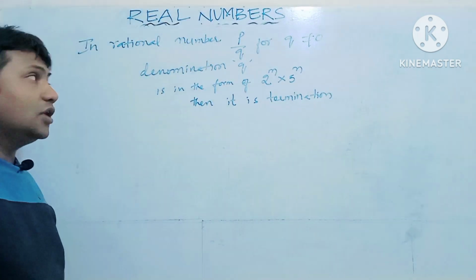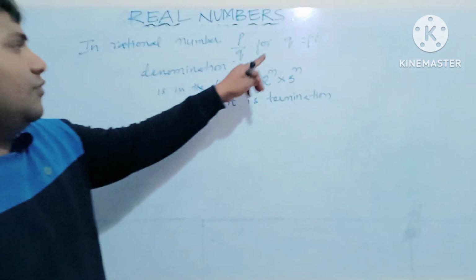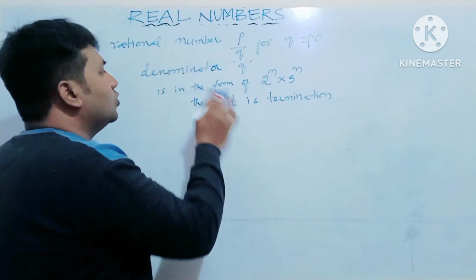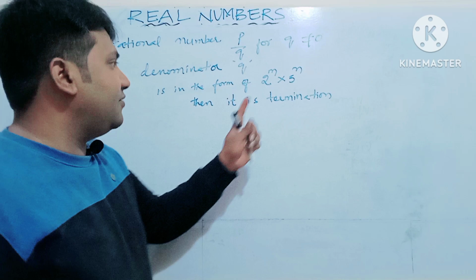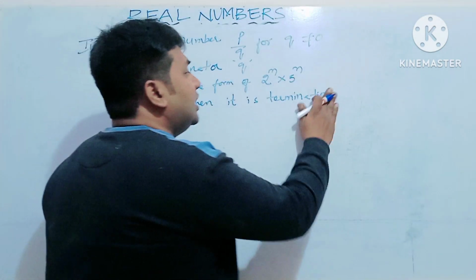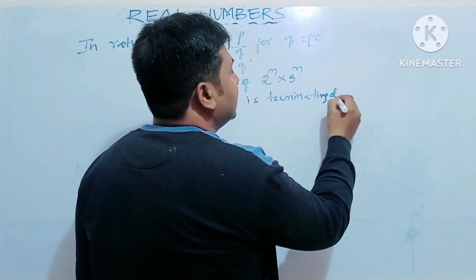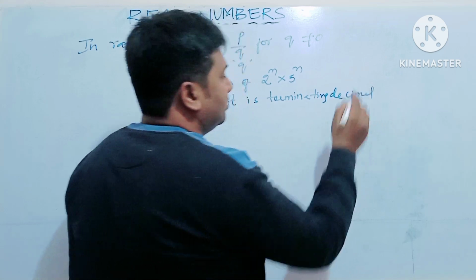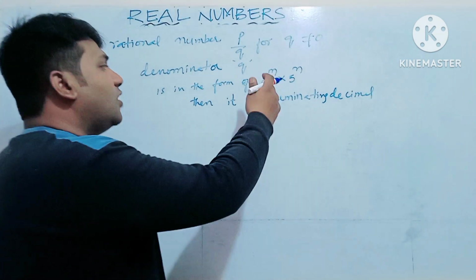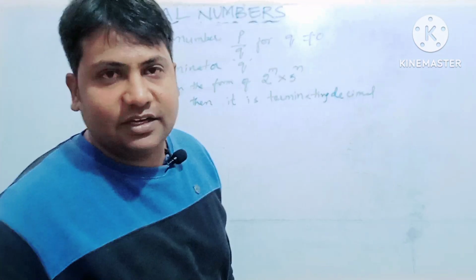So make a note. In a rational number p by q form, q not equal to 0, if the denominator q is in the form of 2 to the power of m into 5 to the power of n, then it is a terminating decimal. If it is not in this form, then it is not a terminating decimal.